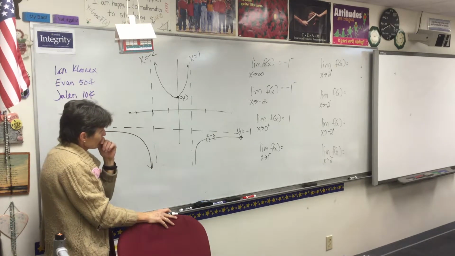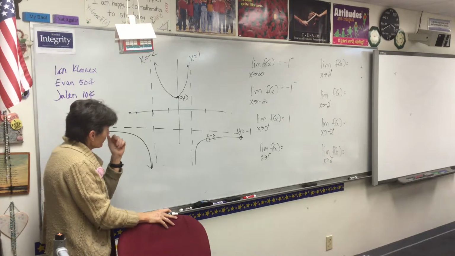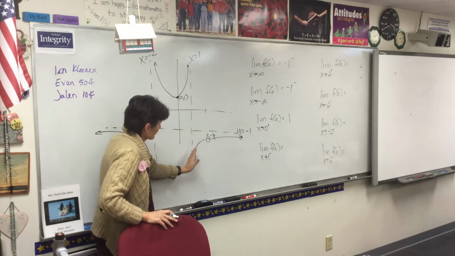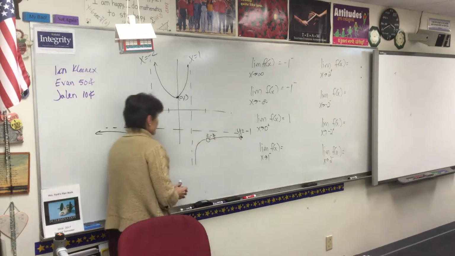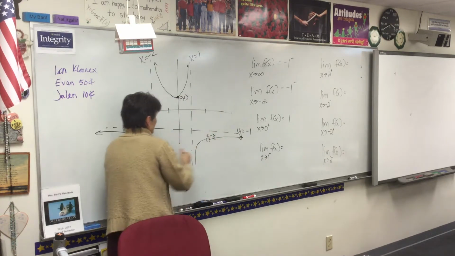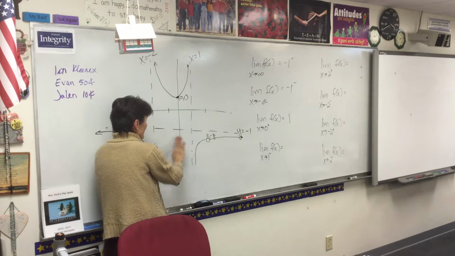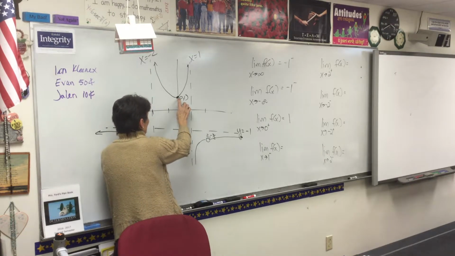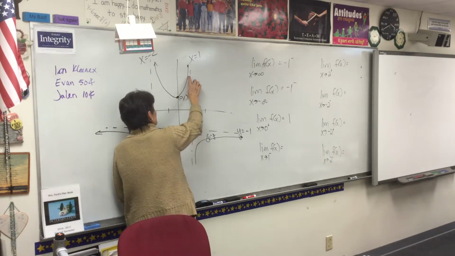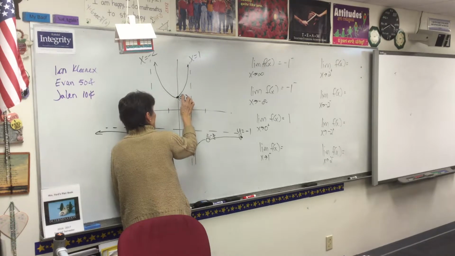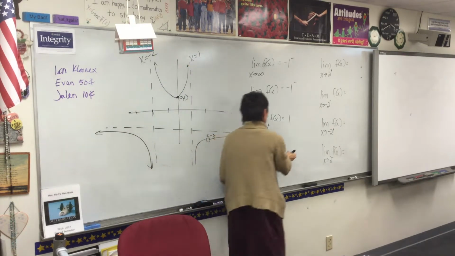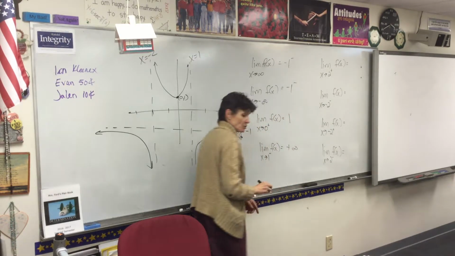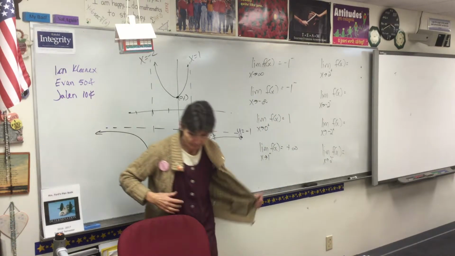Now, here's 1. I'm going to approach 1 from the negative side. There's an asymptote at 1. So I'm going to have to approach it from the negative side. So follow the curve. What is the curve doing as it gets closer to that asymptote on the left? Positive infinity. It's going off the page, positive infinity.